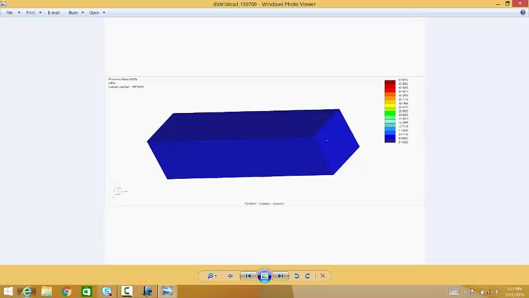Okay. So now let's see what happens when you replace that uniformly distributed load with a point force here and a point force at the opposite corner. What do you think is going to happen?